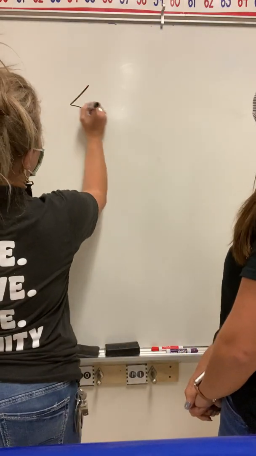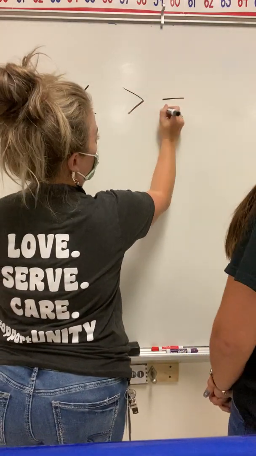Hey guys, today we're going to learn about how to compare numbers. So the three symbols we're going to use to compare numbers are less than, greater than, and equal to.